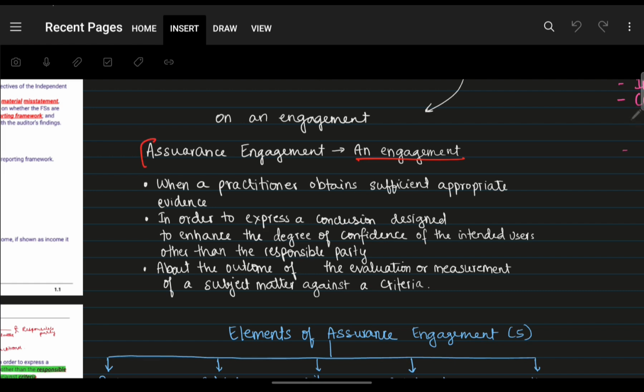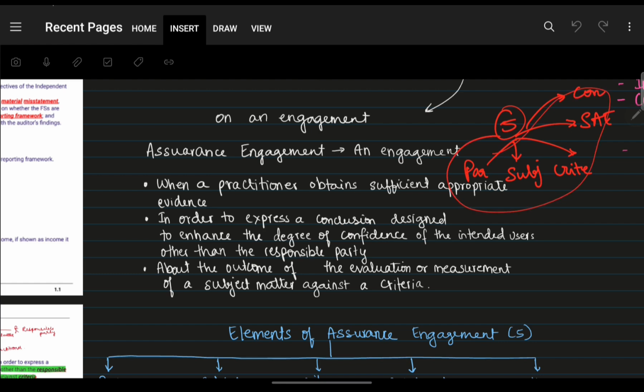Okay, so what is an assurance engagement? An assurance engagement is when a practitioner obtains sufficient appropriate evidence in order to express a conclusion designed to enhance the degree of confidence of the intended user other than the responsible party about the outcome of the evaluation or measurement of a subject matter against a criteria. Here we have discussed the 5 elements. What are the 5 elements? There are the parties that are involved, and then the subject matter itself, and then the criteria against which it is checked, and then the sufficient and appropriate evidence, and lastly the conclusion. So these are the 5 elements of an assurance engagement.